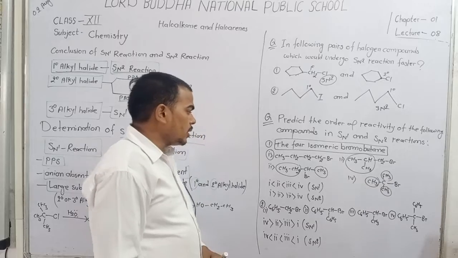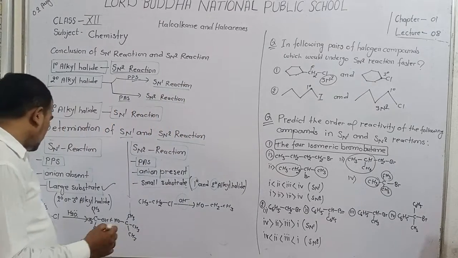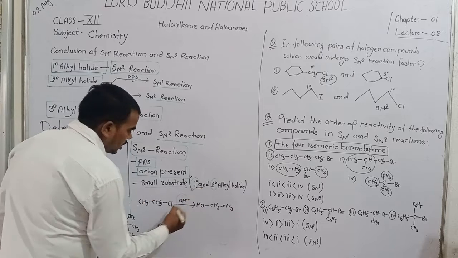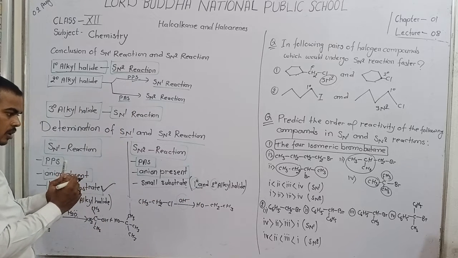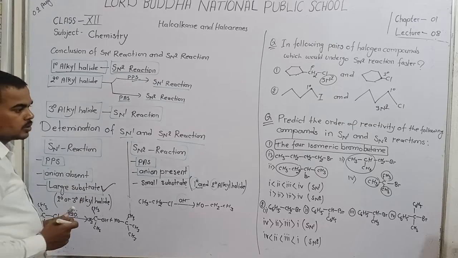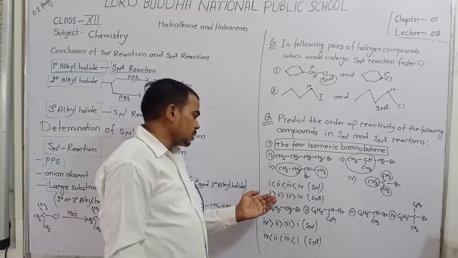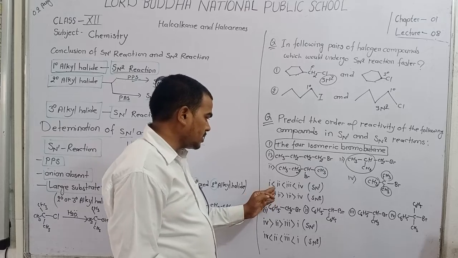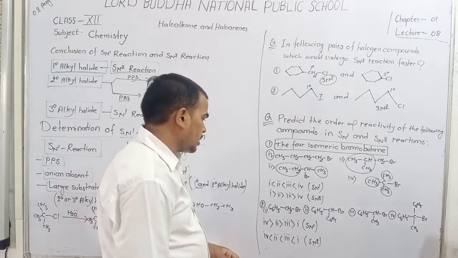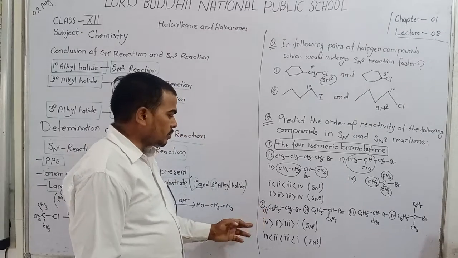Okay. Dear student, you know that here it is favorable for larger and it is favorable for smaller. It means they are inverse to each other. Their orders are inverse to each other. So we say that for the SN2 reaction, the order is just the inverse of the SN1. Okay. Now here the second question.